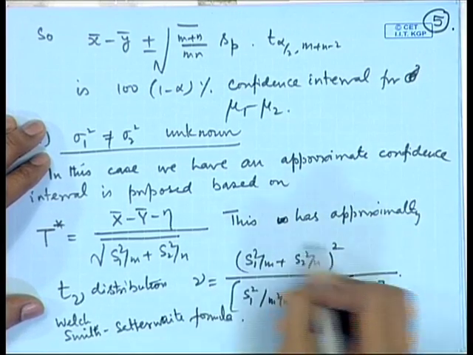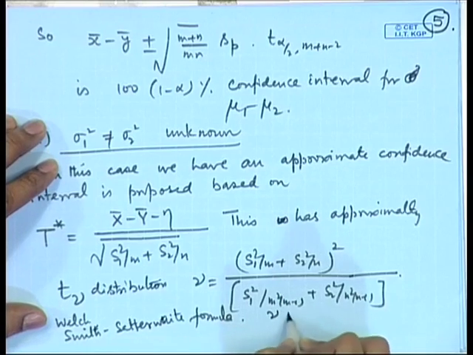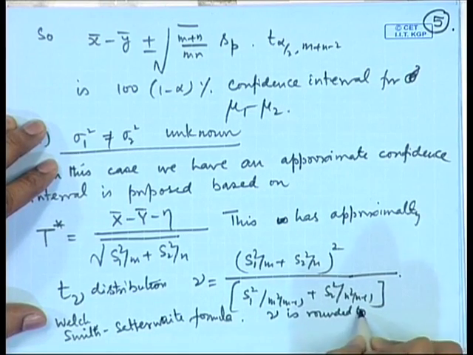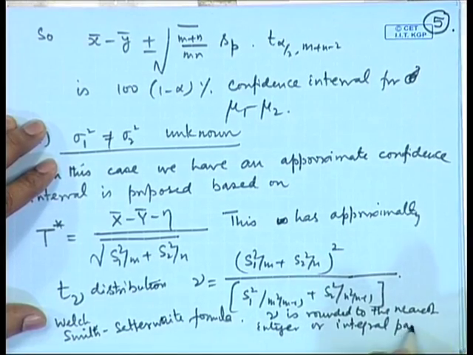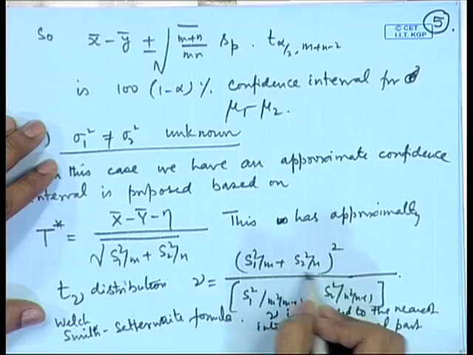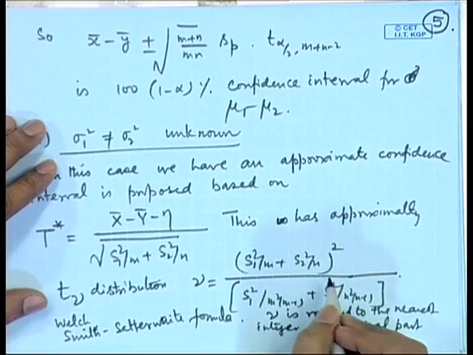So, now this need not be an integer. So, nu is rounded off to the nearest integer or integral part. That means, suppose it is turning out to be 11.37, we take only 11.